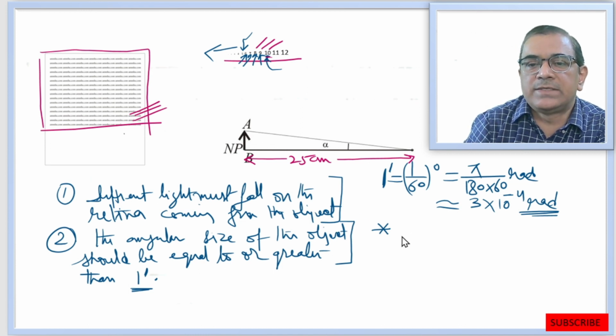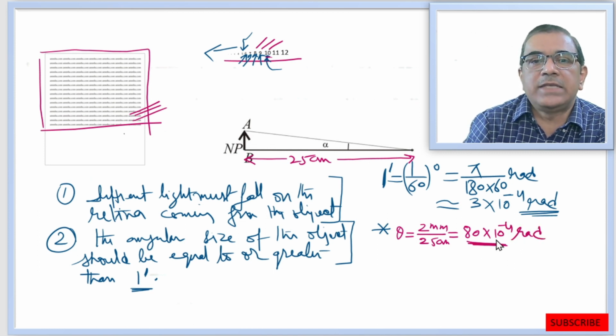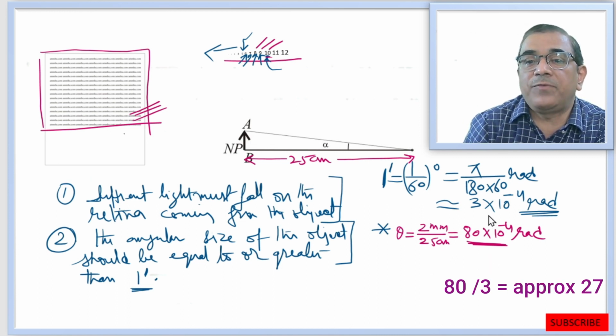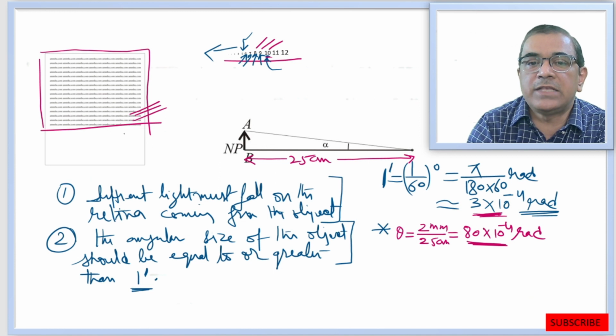The angular size made by the digit or the letter should be equal to 2 mm divided by 25 centimeter. This is equal to 80×10⁻⁴ radians. As you can see, the angular size of the digit or the letter is almost 27 times bigger than the angular size required to see the internal details of an object, and that is why we should be able to identify every single digit, every single letter, if it is of font size 10.